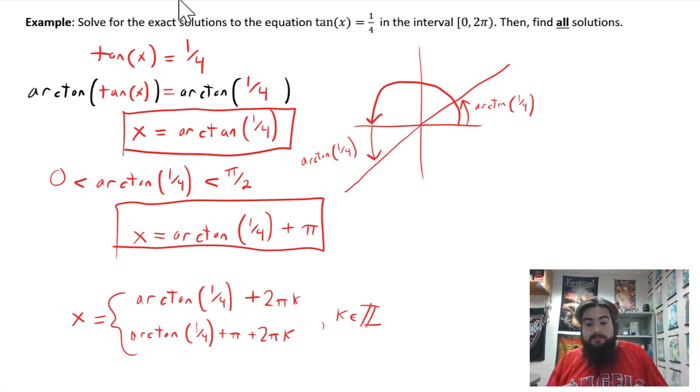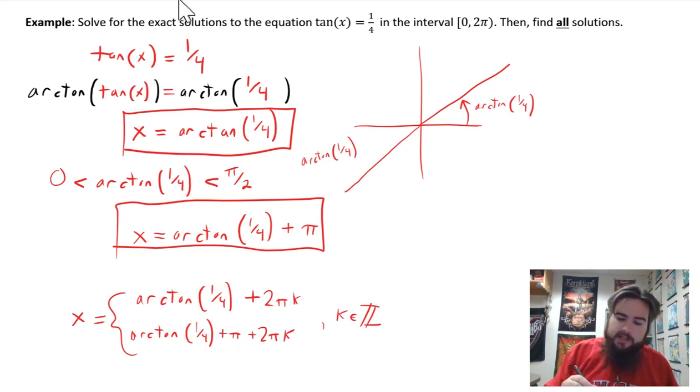And this would be fine. This is a full infinite solution set that demonstrates all answers. I found the two between 0 and 2 pi, and then considered any coterminal version of those. However, there's an easier way of writing this expression. And if you look at our drawing from before, we may be able to discover this. Our first answer was in quadrant 1, arctangent of 1/4.